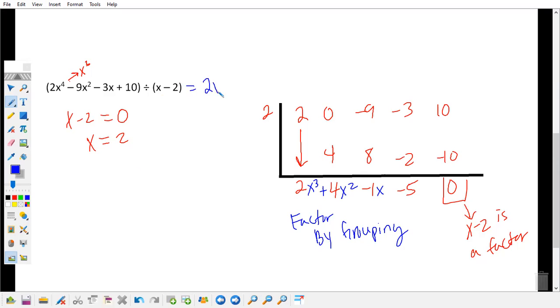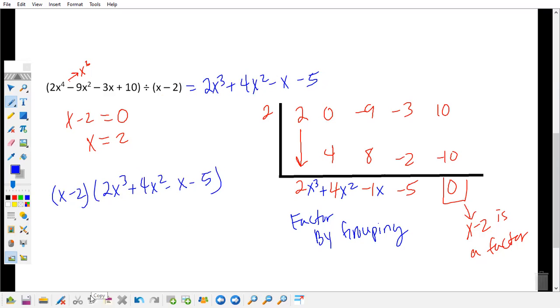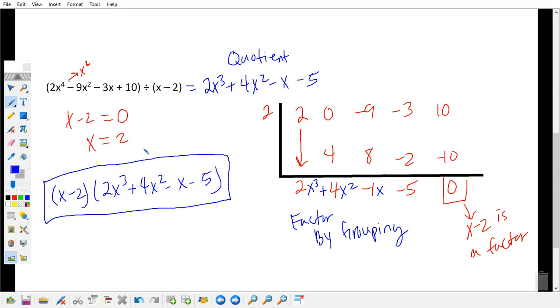My quotient is just 2x cubed plus 4x squared minus x minus 5. My factor is x minus 2 times 2x cubed plus 4x squared minus x minus 5. Just reminding you, there's a difference. This is a factor. This is a quotient. What the factors are telling me is that if I multiply these two together, I'm going to get back to my dividend. Does that make sense?